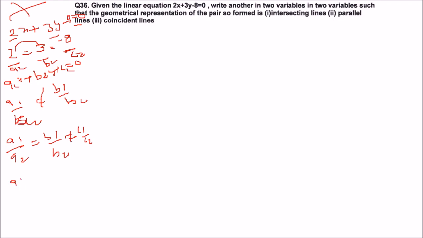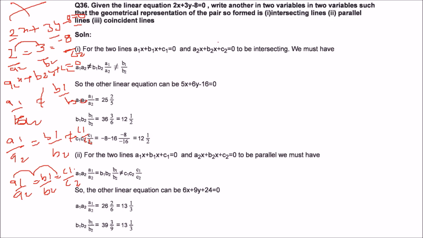But if A1 by A2 equal to B1 by B2 equal to C1 by C2, if this happens, that means both the lines are the same and you will get infinitely many solutions. So here, if you have say 2x plus 3y minus 8 equal to 0, you can have a line like 5x plus 6y minus 16 equal to 0. See, 2 by 5 is not equal to 3 by 6, so you will have a solution.